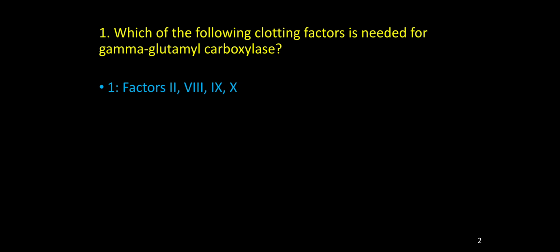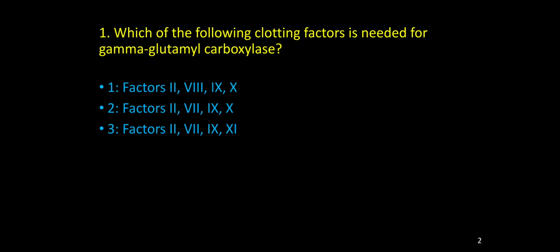Your first option is factors 2, 8, 9, 10, which is not a right answer. Factors 2, 7, 9, 10 is in option 2. The third option is 2, 7, then 9 and 11, where 10 is not mentioned, and the fourth option is 2, 8, 10 and 11. So the right option is factors 2, 7, 9, 10, which is given in option 2.